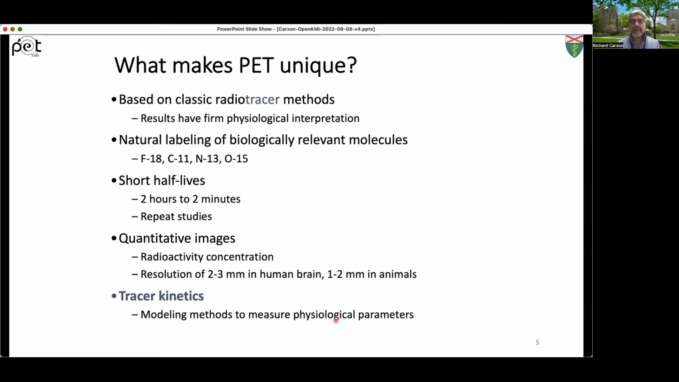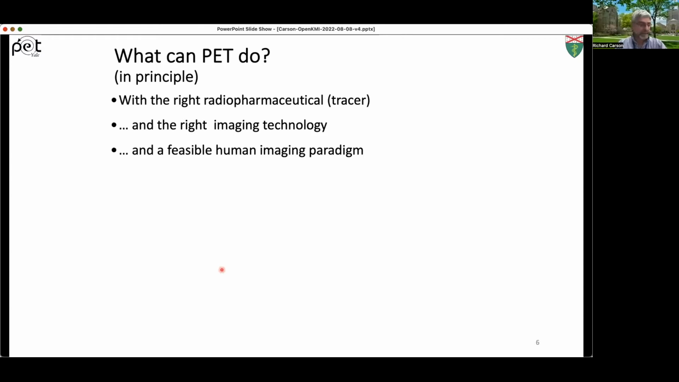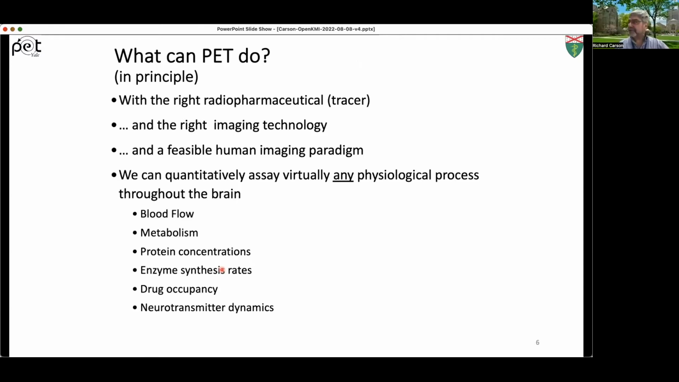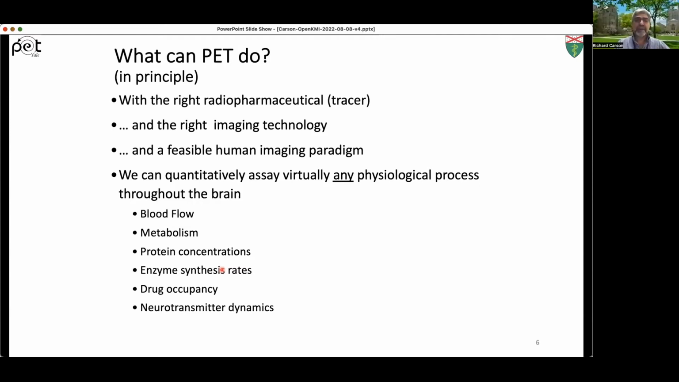And then, of course, the topic of today is how we can apply tracer kinetics to take the beautiful radioactivity images and turn them into physiology. So in principle, with the right tracer, the right radiopharmaceutical, the right scanners, a reasonable human imaging protocol, we should be able to measure virtually anything. And for those of us who've been doing PET for a long time, this is what makes us excited about the opportunities to open new doors and new windows into human physiology and pharmacology in normal brain, normal tissue throughout. I say brain here, but it really should apply elsewhere.